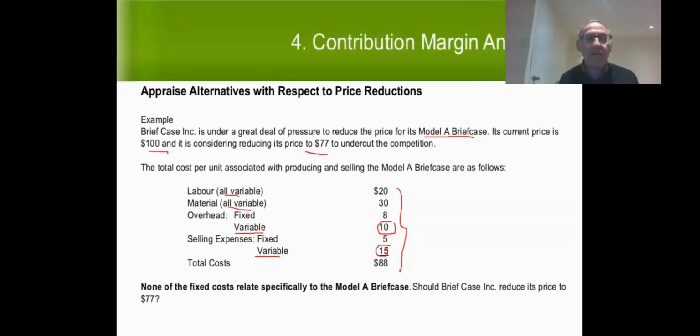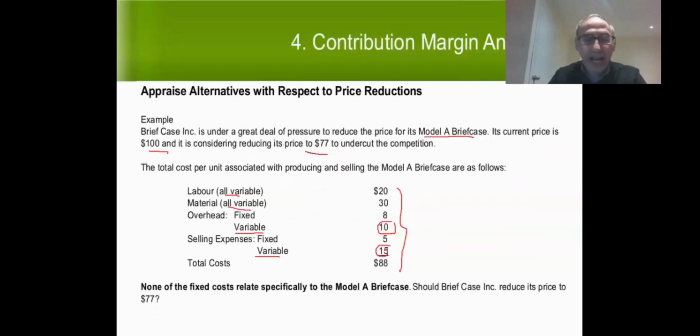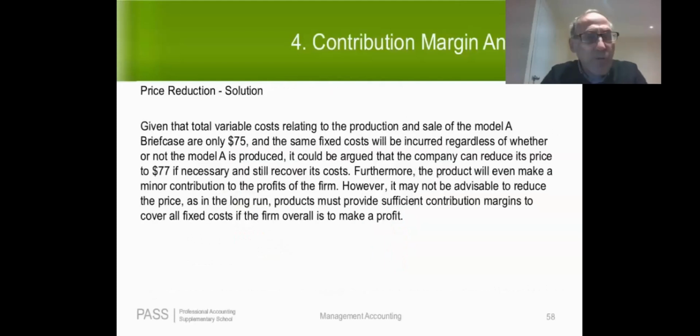And the fixed costs that you see here are just fixed costs that were allocated to the Model A briefcase. But there's no incremental fixed cost relating to producing the Model A briefcase. If we stop producing the Model A briefcase, total fixed costs would remain the same. So how can we use contribution margin to help make the decision as to whether to reduce the price to $77? So the first thing I'd want to know is the total variable cost.